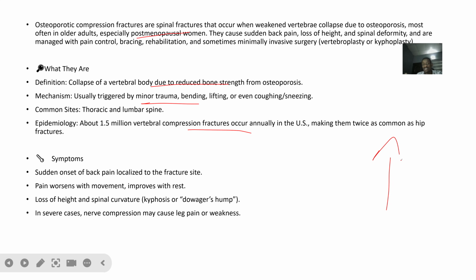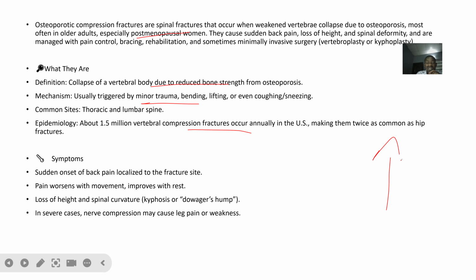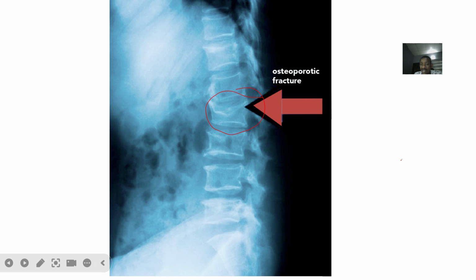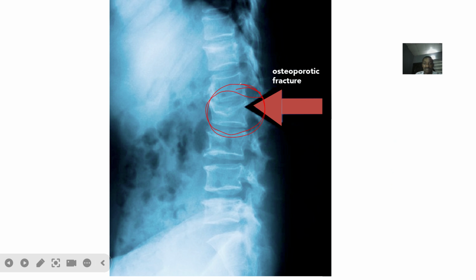So the symptoms: there's a lot of pain, and the pain occurs all of a sudden. Okay, and it's usually localized around where you have a fracture. The pain worsens when the person tries to move. When he's resting, it improves. So you ask the patient questions around this area, and you know, there's loss of height and spinal curvature. In severe cases, nerve compression can cause leg pain and weakness.